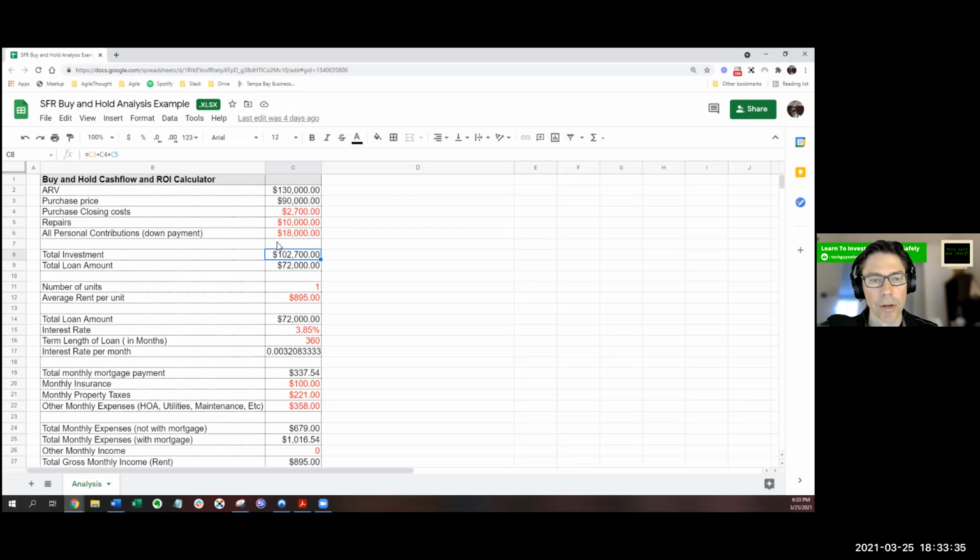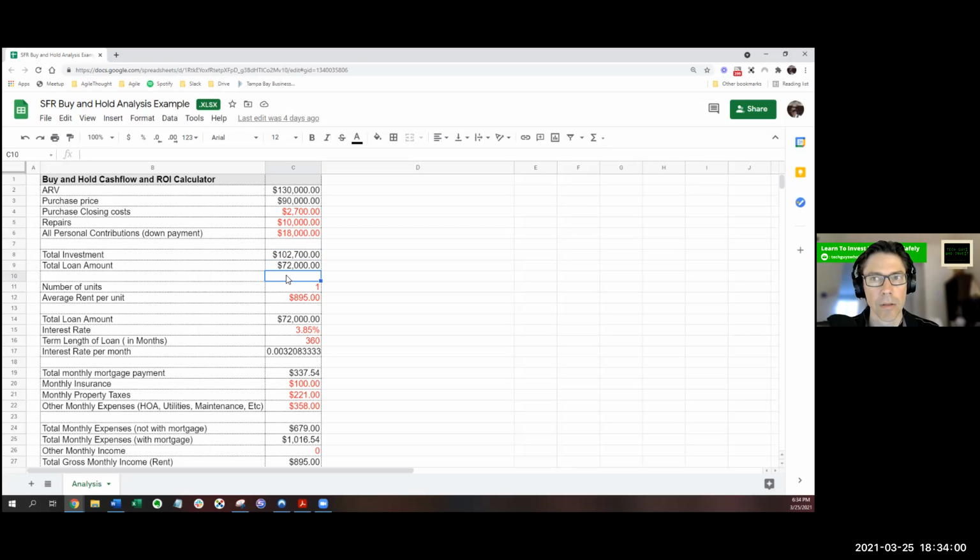Okay. So to factor the total investment, we're saying, well, how much are we paying for the property? How much are our closing costs? And then how much repair. That's all in, right? So that would be the total investment amount. Now the total loan amount, that's going to be 72,000.